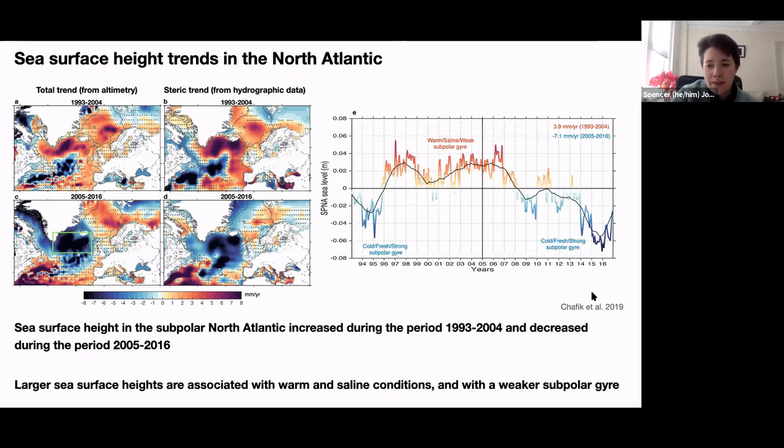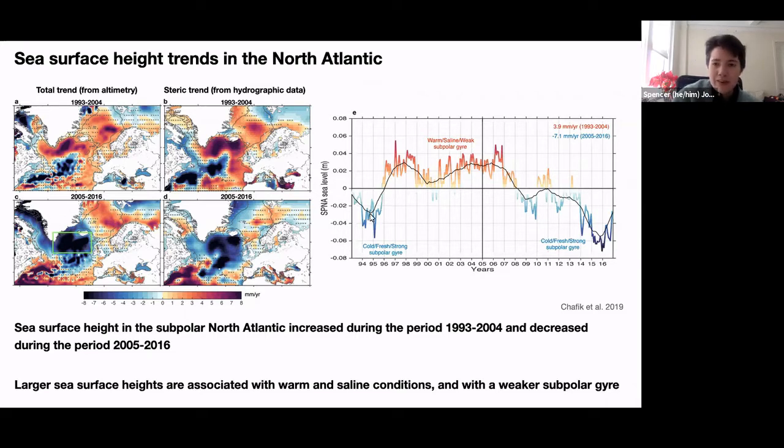And in this paper, Chafik et al., they look at this trend and compare it to the steric trend. You can see here from the hydrographic data, there's been an increase in sea surface height from the steric sea level between 1993 and 2004, and a decrease between 2005 and 2016. So it really seems like the steric trend is what's driving this trend. That would be the change in heat content and/or the change in salinity.